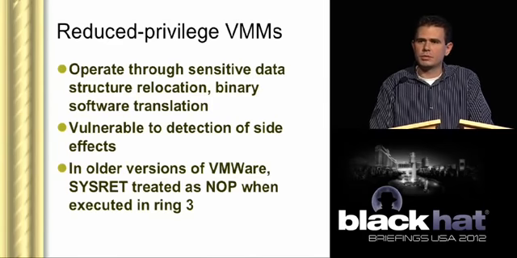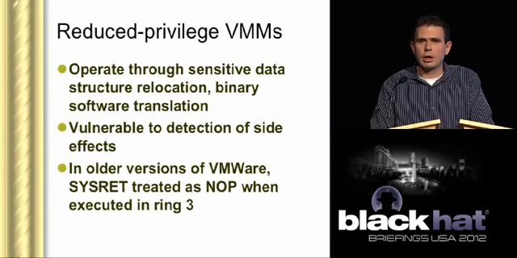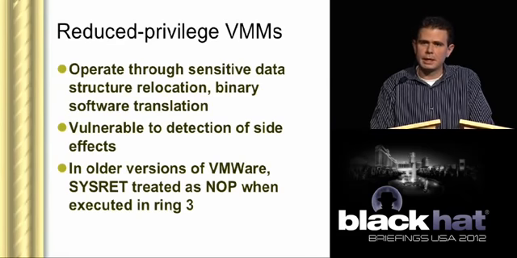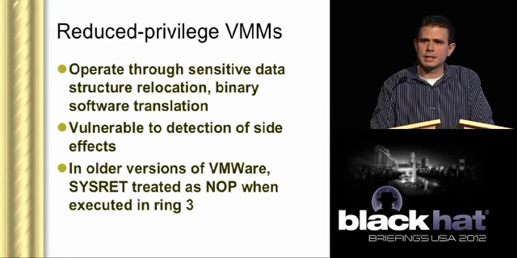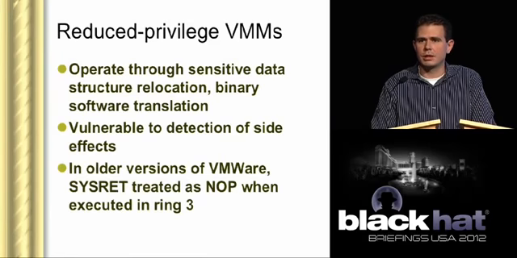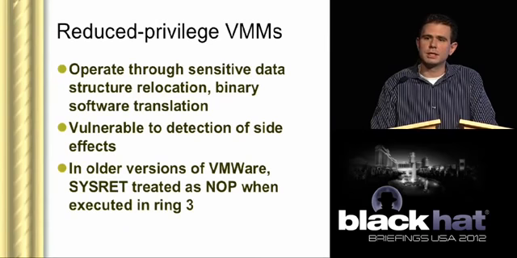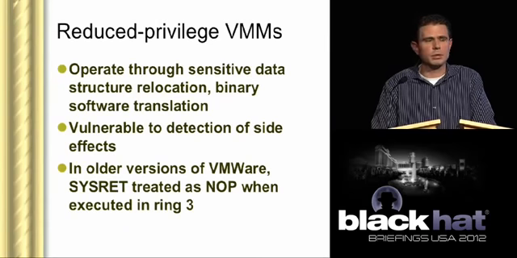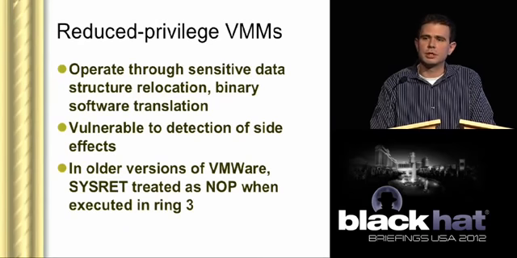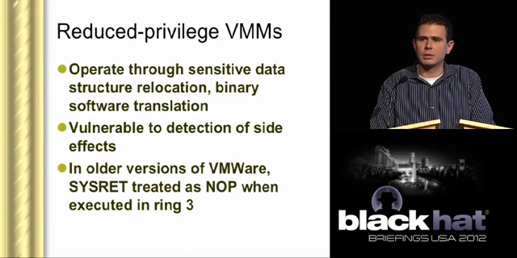Now, reduced privilege guest virtual machine monitors are vulnerable to the side effects they create for the purposes of enhancing performance. As a concise example, older versions of VMware, if you were to execute a program that contained the sysret instruction, even if it was executed in ring 3, would treat it as a no-op. Sysret requires ring 0 and thus should generate an exception. So in this case, it's the difference of the presence of an exception that can be used to identify a reduced privilege guest virtual machine monitor.